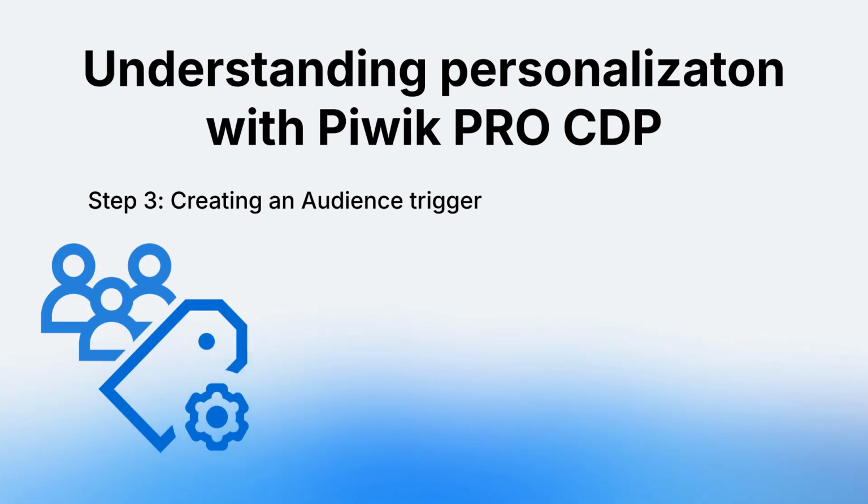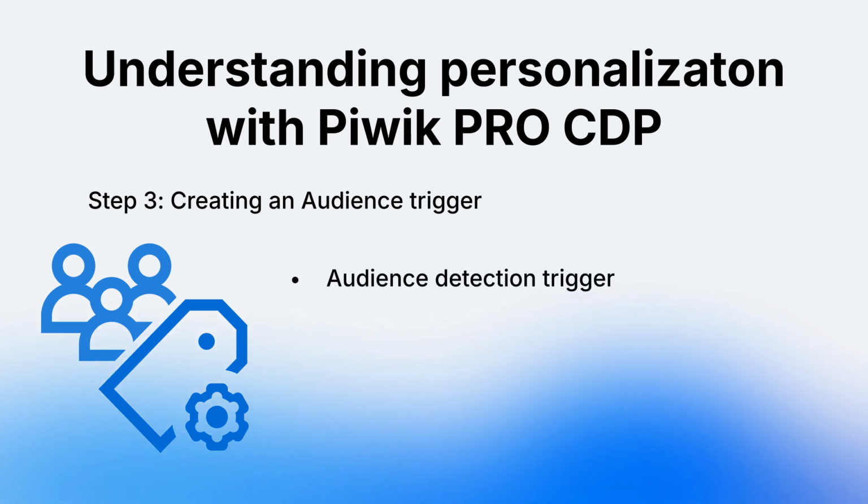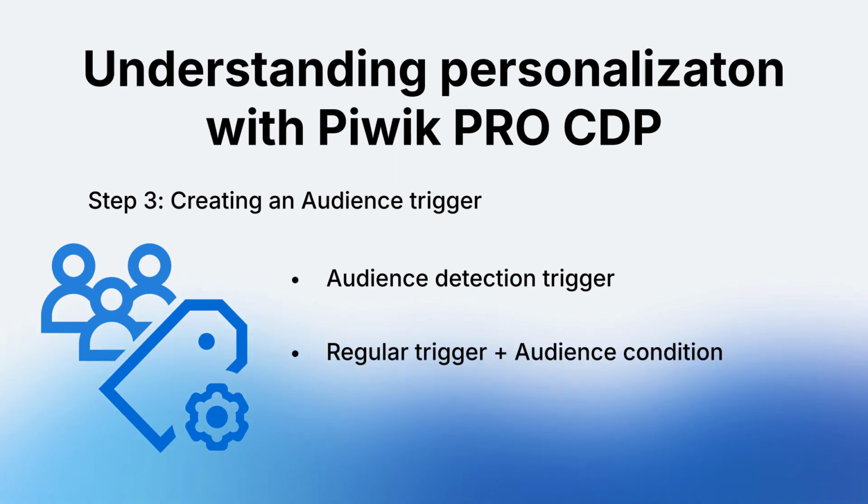Step 3, we need to specify when we want the personalized content to be served, which could happen simply when the user joins the audience, i.e. meets the audience conditions. So we would then use a dedicated audience detection trigger, or we would use any other available trigger, such as a click trigger or page scroll trigger, and then add yet another condition to that trigger, which we could call an audience membership condition, besides the regular trigger conditions. This means the user would need to perform a specific action like clicking on an element we specify, while also belonging to the targeted audience segment for the personalized content to be displayed.